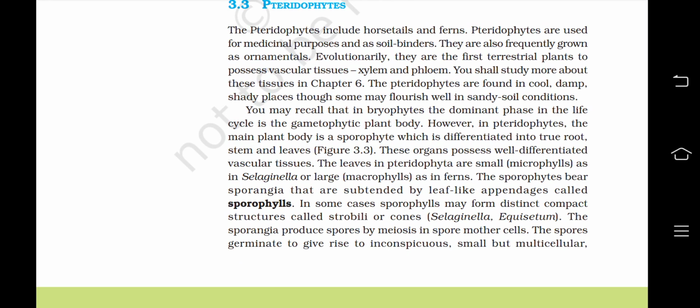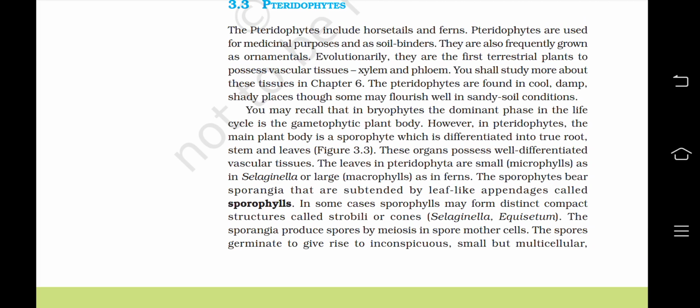These organs possess well differentiated vascular tissues. The leaves in Pteridophyta are small, microphylls, as in Selaginella, or large, macrophylls, as in ferns. The sporophytes bear sporangia that are subtended by leaf-like appendages called sporophylls. In some cases, sporophylls may form distinct compact structures called strobili or cones in Selaginella and Equisetum.